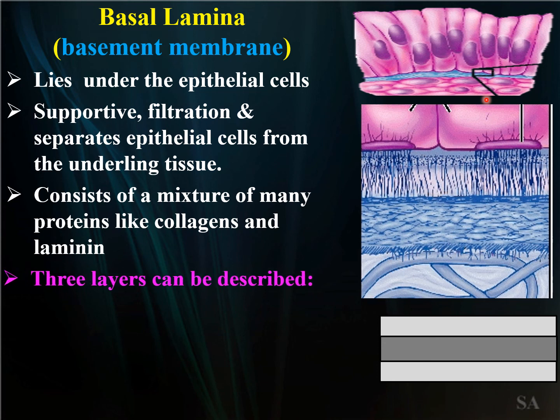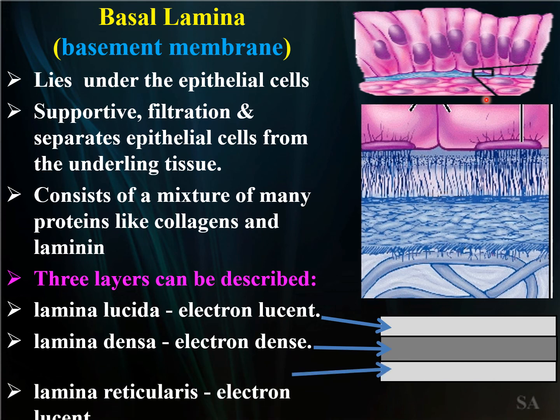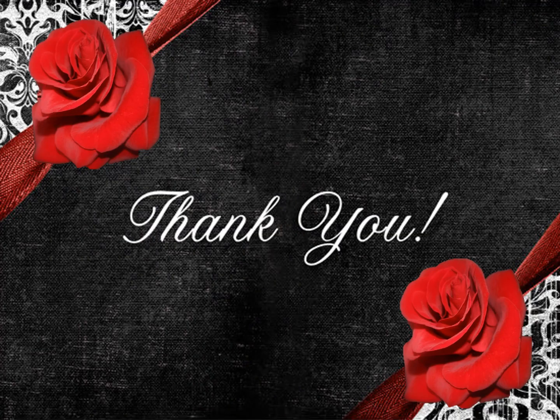It is formed of three layers by electron microscope: the lamina lucida, which is electron-lucent, the lamina densa, which is electron-dense, and the lamina reticularis, which is electron-lucent. So we have electron-lucent layers, and in between there is an electron-dense area. Thank you.